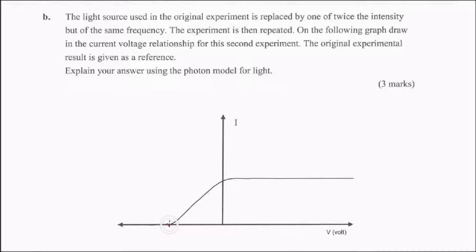So our graph will start at the same point. Because the intensity is double, our current is going to be double. So we want a nice straight line there. Sorry, it's a little bit hard to draw on my computer.